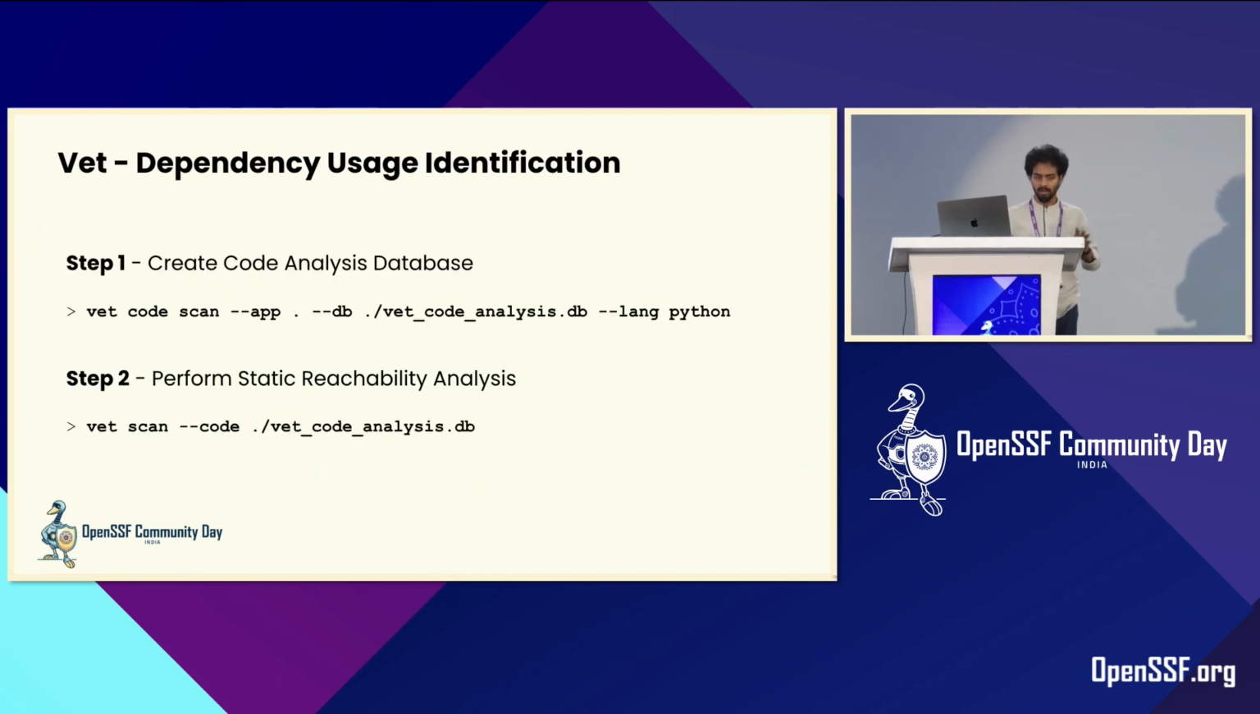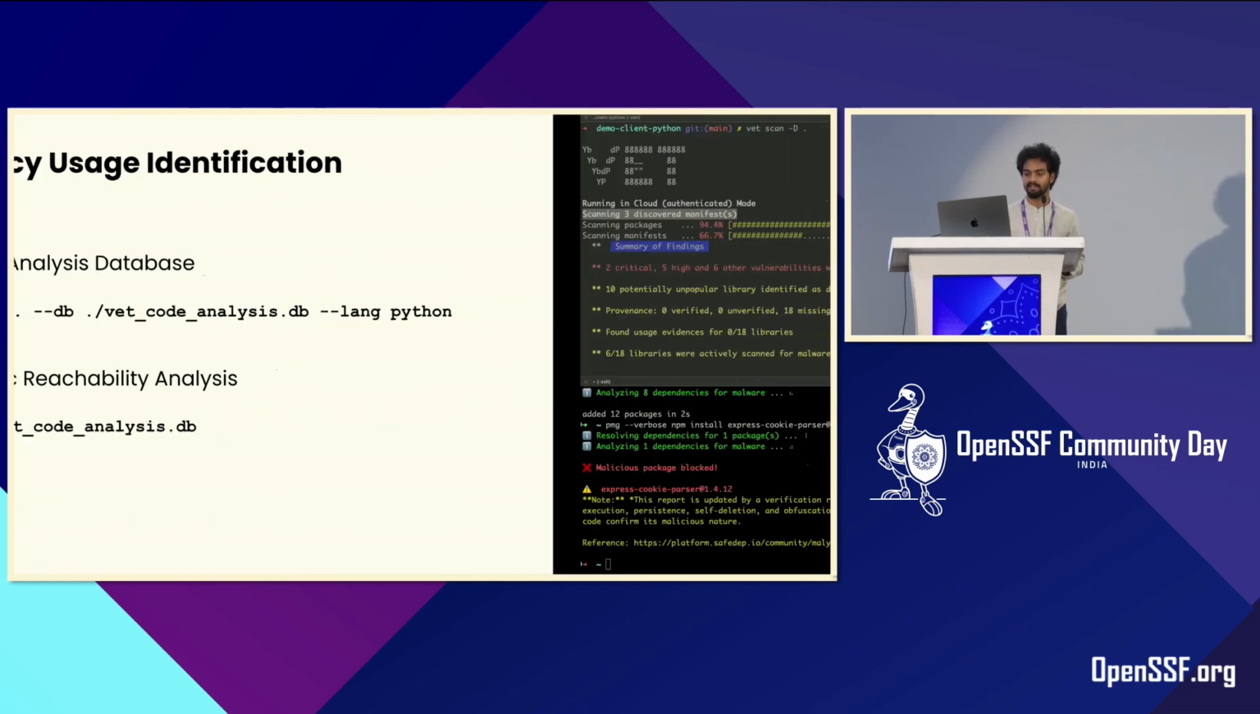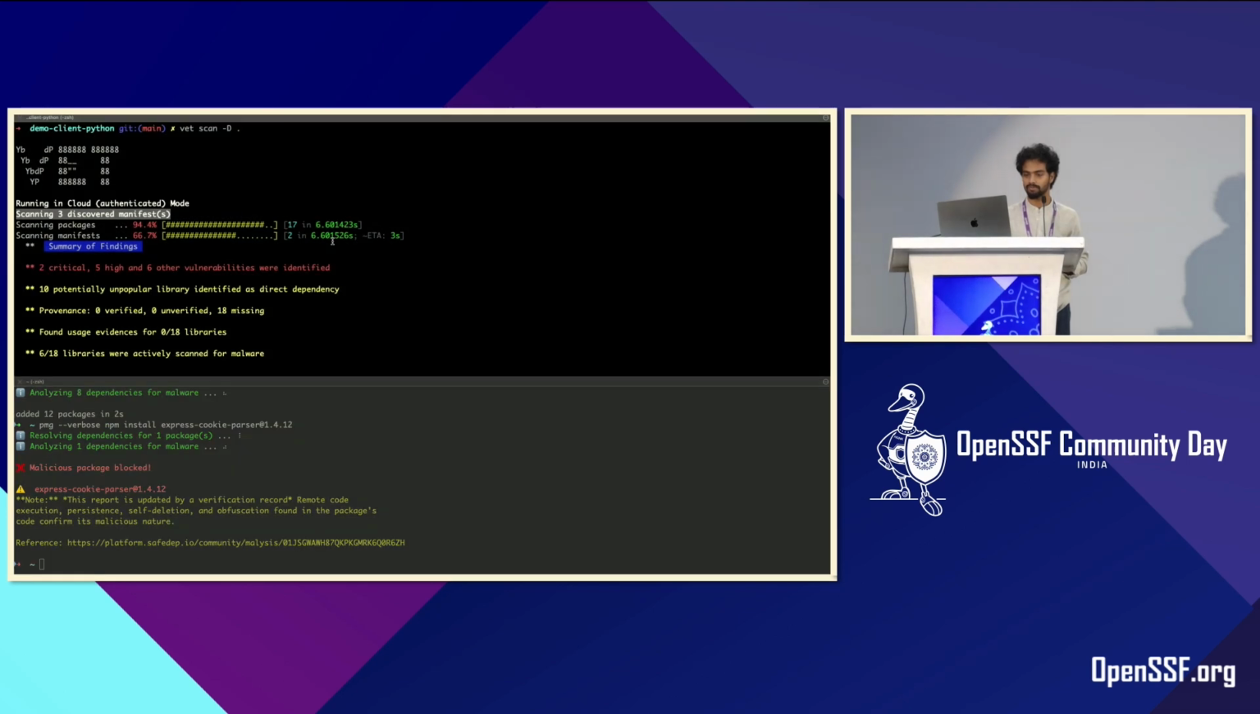So how do you do it? Quick two steps. One, you perform the code analysis, and then you perform the scan with the DB. This is the approach currently, which can be used with VET. You generate the code analysis DB and then perform the scan. To quickly show you, I want you to notice the top screen here. I just performed a vet scan -d. I'll zoom in a bit.